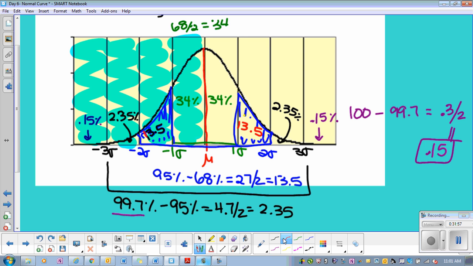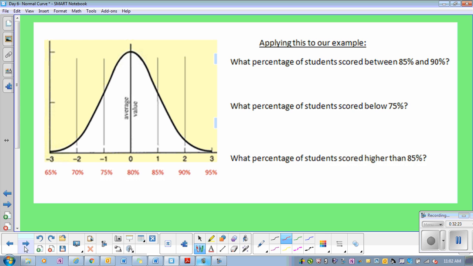Did you get 50? 50%. You know why? Perfectly symmetrical. 1/2 of your bell curve is exactly 50%. The other half is exactly 50%. Yes? So sometimes if you're trying to figure out what's all this, if you know 34, maybe you could subtract it out of 50. I'll show you what that means in this next part.